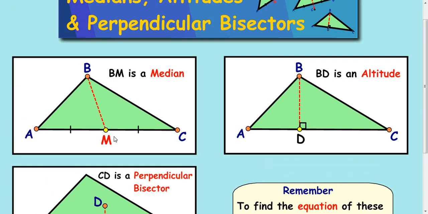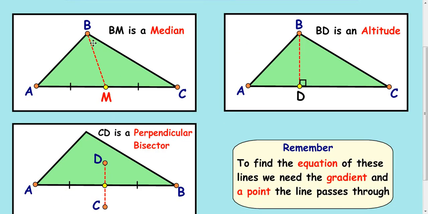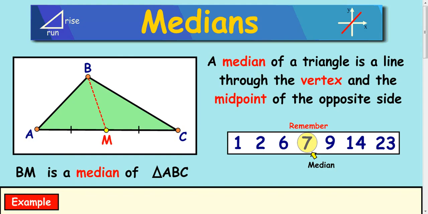Now, to find the equation of all these lines, which is what you're mostly asked for, you need two things. You need the gradient and a point on the line. The point has to be on the line, or the line must pass through that point. And then you use y take b equals m x take a in every single one. So let's look at the first example.